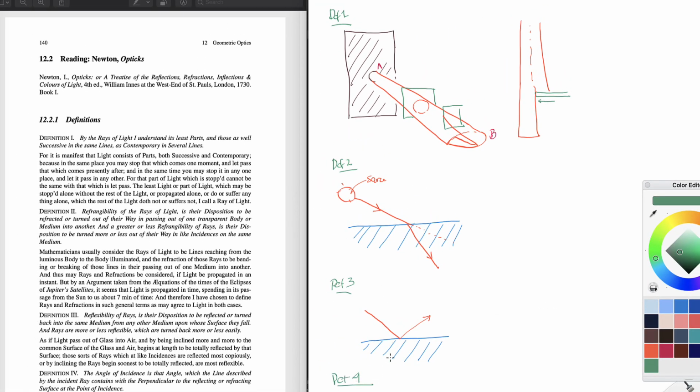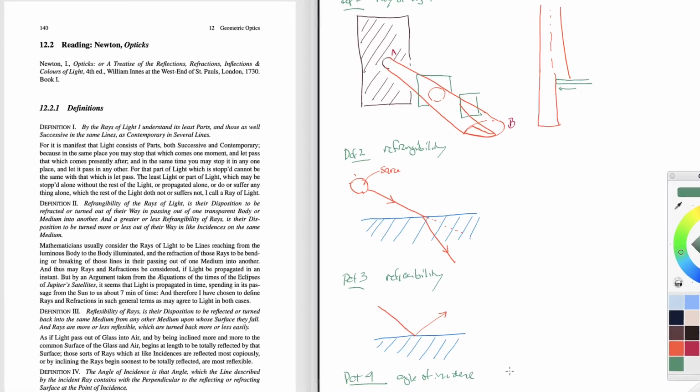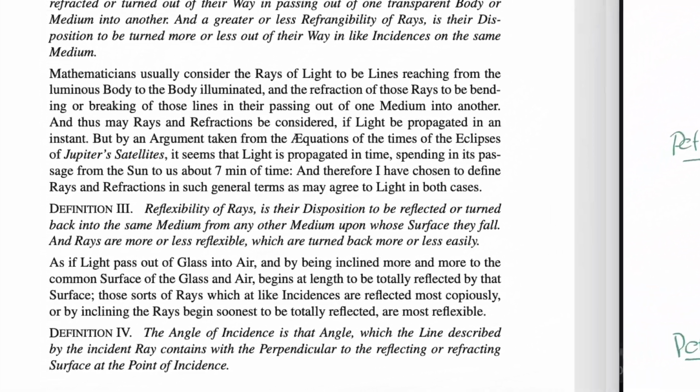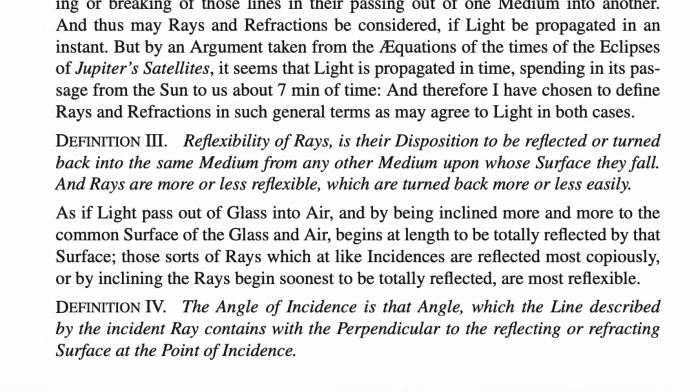Here's definition 4. So again, here's the definition of a ray of light in definition 1. Here is the refrangibility, or the bendability. Here is reflexibility. And here he's going to talk about angle of incidence. Okay, what do we mean by angle of incidence? He says the angle of incidence is that angle which the line described by the incident ray contains with the perpendicular to the reflecting or refracting surface at the point of incidence.